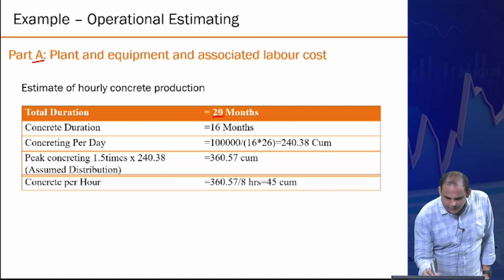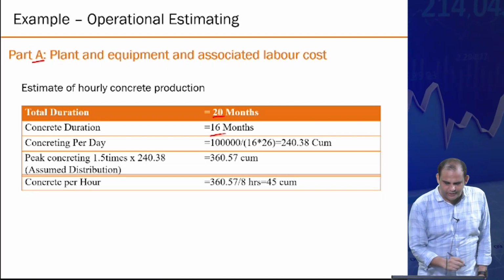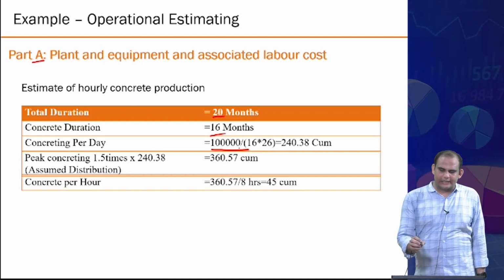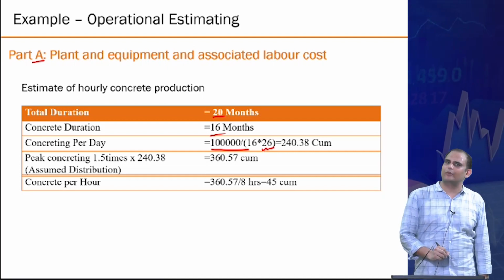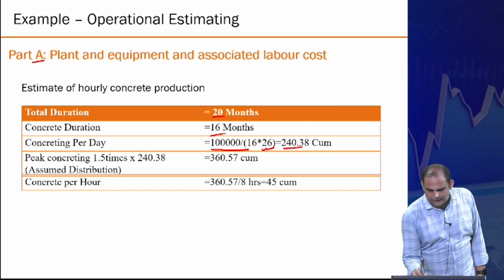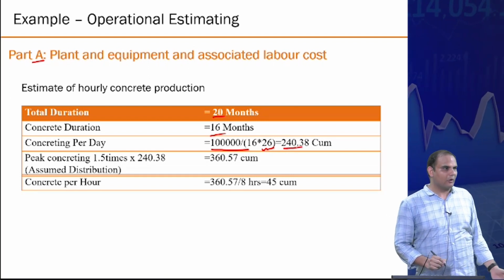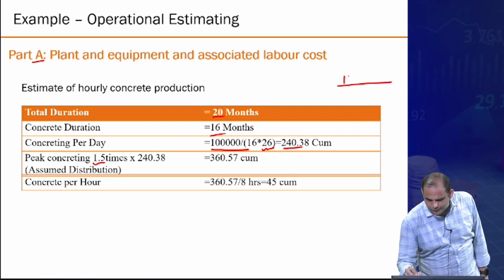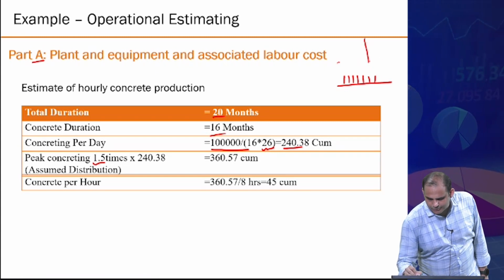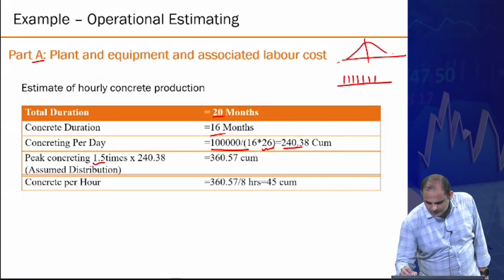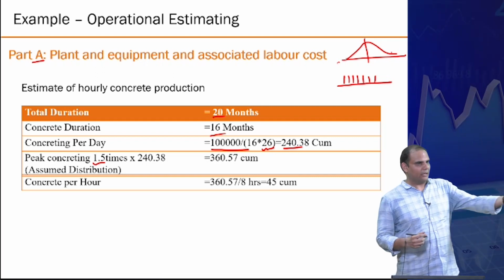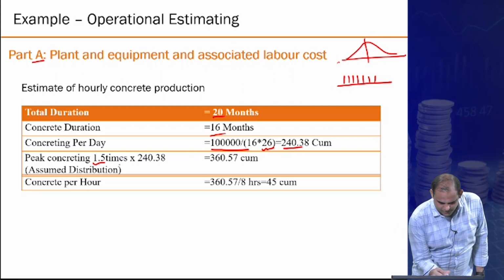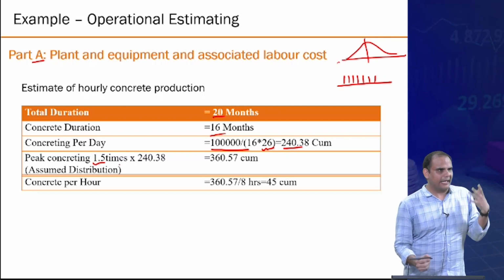So the first is total duration of the project is 20 months. Concreting duration out of that is 16 months. Concreting per day would be what? Assuming that in a month 26 working days will be there, you are assuming about 240 cubic meters of concrete per day. Peak concrete, because you are not expecting a uniform concreting rate every time, right, because you will not start all the concreting uniformly. So peak concrete could be assumed as 1.5 times the average value. Again, these are all rough numbers.